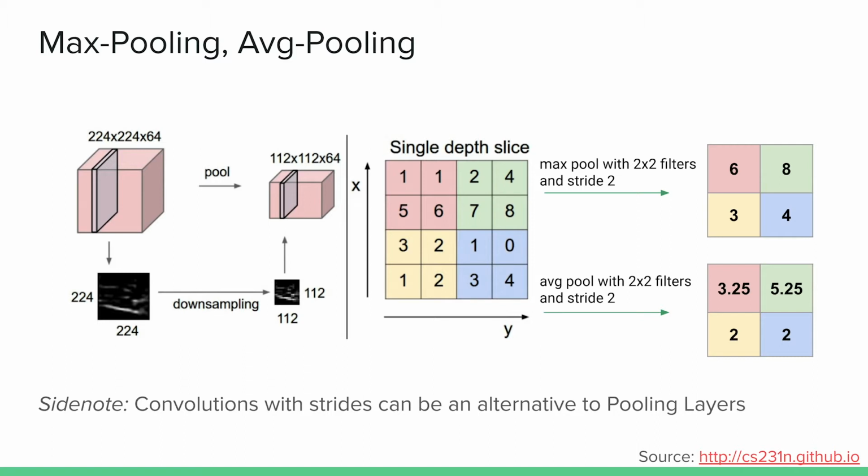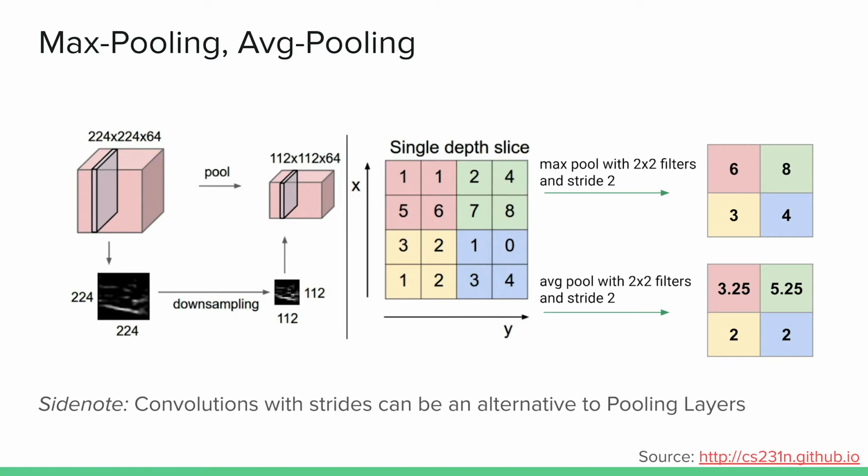A brief side note here: convolutions with strides can be an alternative to pooling layers. If you think about a convolution that has a stride and always jumps 2 pixels forward, and not just taking the next pixel but going at a bigger step, which is exactly what the stride does. And we've seen this in the animation already. It also reduces our input.